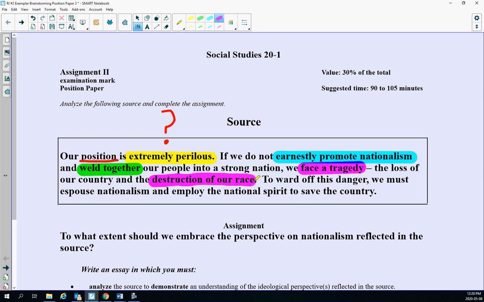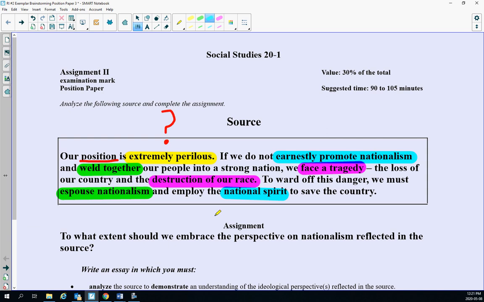Destruction of their race, that is a pretty powerful way of putting it. I think this is a key integral concept to espouse nationalism. And again, later on, employ the national spirit. So I'm not going to interpret the whole thing for you, but you're going to want to spend some time in the intro quoting things in quotation marks and saying, this is really insinuating this. This really means this. That is part of the interpretation. That is how you earn marks in the introduction of your position paper.